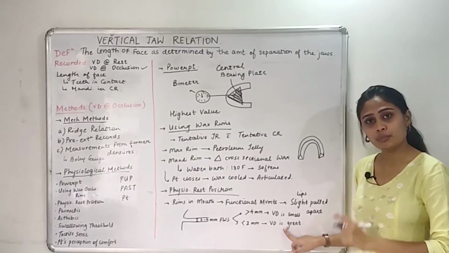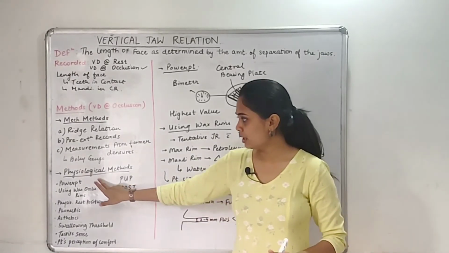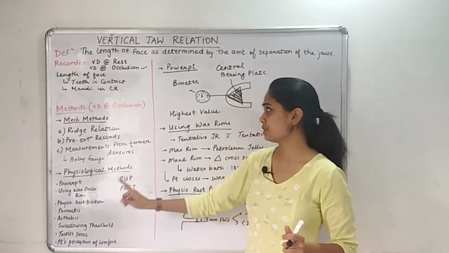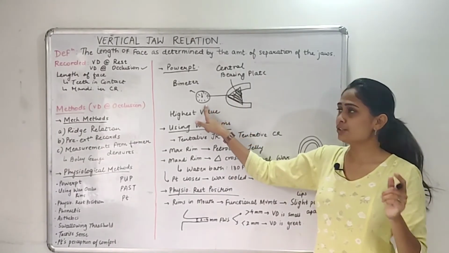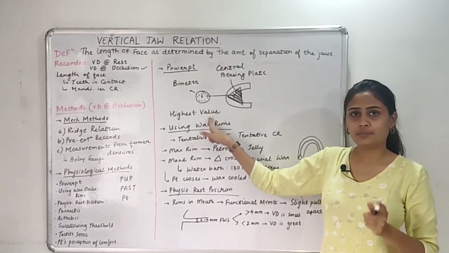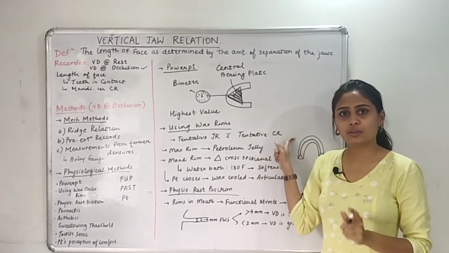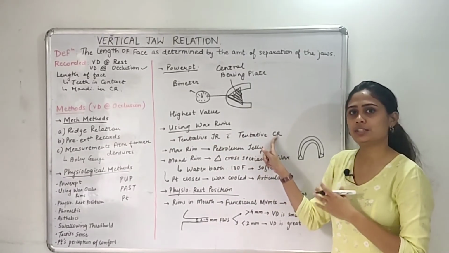So here we have to remove wax, whereas here we have to add some wax. So this is all about PowerPoint, wax occlusal rims and physiological rest position. In PowerPoint, we have a central bearing plate which is attached to a bimeter, and the highest value recorded gives us the vertical dimension at occlusion. In the wax occlusal rims, we have the tentative JR recorded with the tentative CR, that is the centric relation.